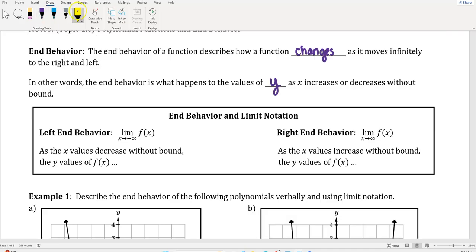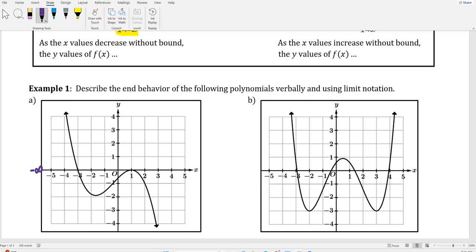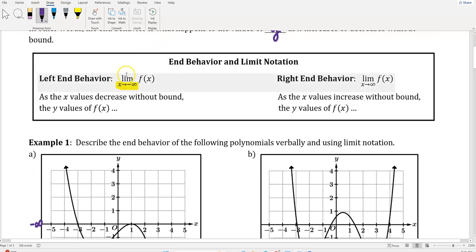So when we see x approaches negative infinity, that tells us that we're talking about the left side of the graph, because on that x-axis, this side over here is negative infinity. So if you start in the middle and you go out towards negative infinity on your x-axis, what is happening to the y values of the graph? That's what this means. So when we see limit as x approaches negative infinity of f of x, that is our left side. We also may see this worded as the x values decrease without bound.